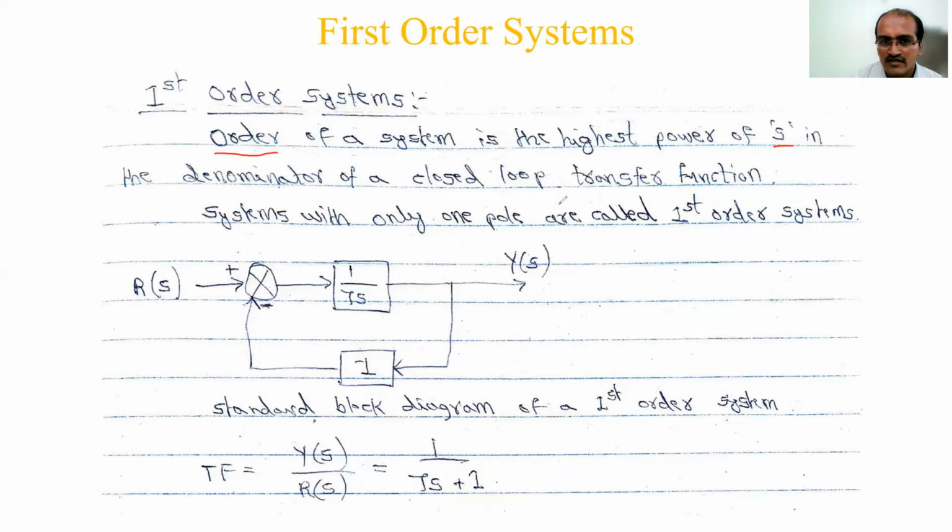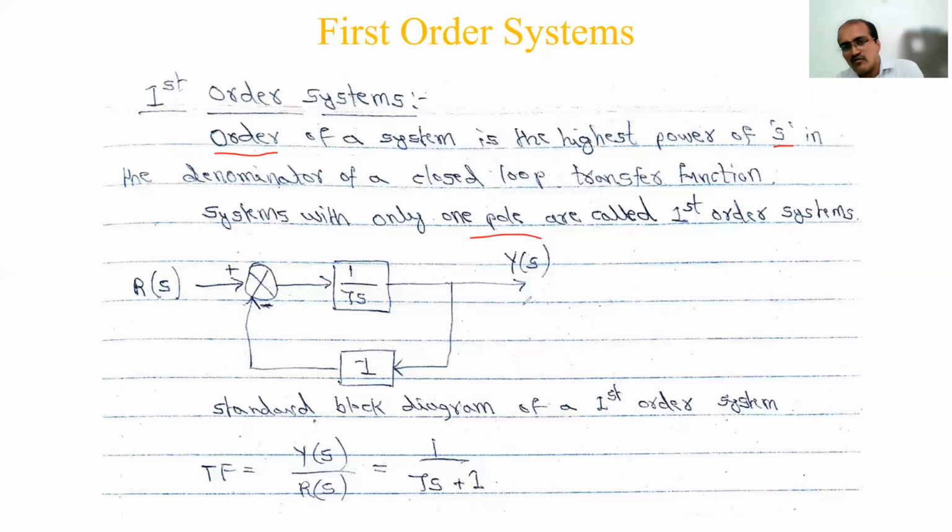Now we consider systems with only one pole, which are called first order systems. When I discussed the transfer function, I told you about poles and zeros. In signals and systems you discussed this with the Z transform, but now it is the Laplace transform. Poles are nothing but the roots of the characteristic equation in the denominator of the transfer function. So if you have only one pole, we call it a first order system.